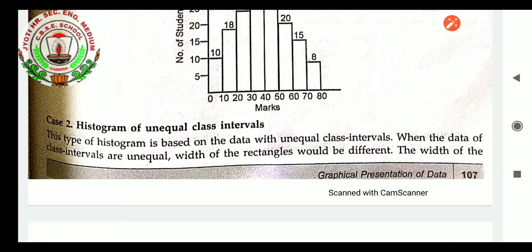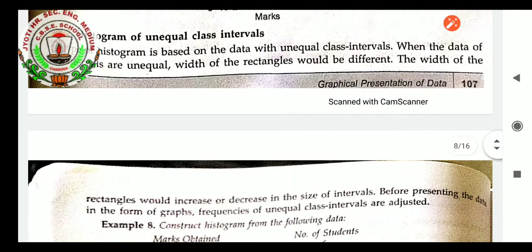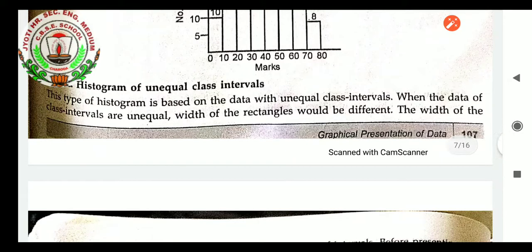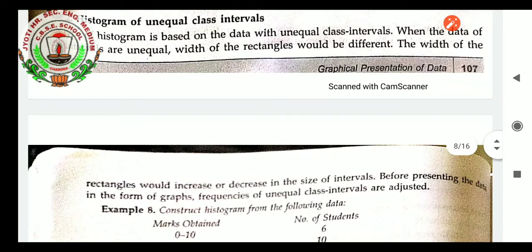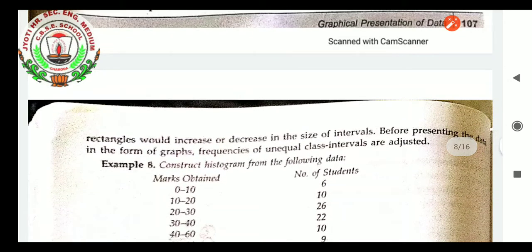Histogram of unequal class intervals: when class intervals are not equal, like 0 to 5, then 6 to 10, and likewise. This type of histogram is based on data with unequal class intervals. When the class intervals are unequal, the width of the rectangles would be different. The width of the rectangles would increase or decrease with the size of the intervals. Before presenting the data in the form of graphs, frequencies of unequal class intervals are adjusted.